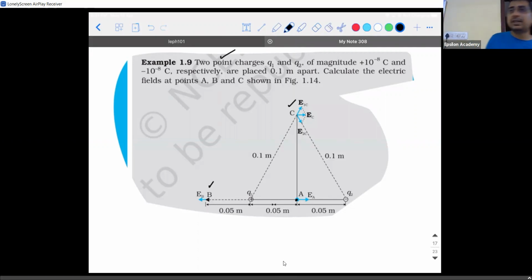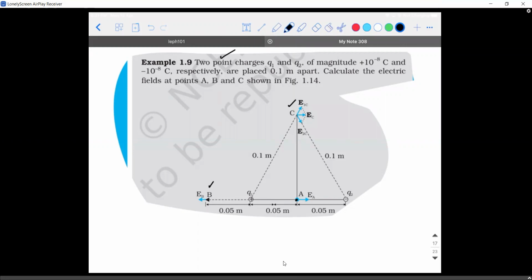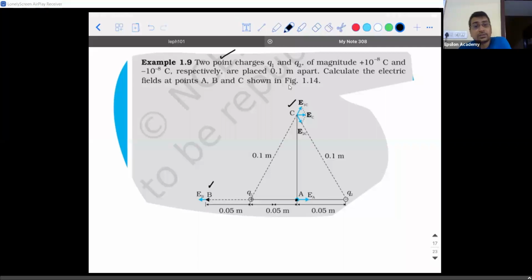So what does the dipole state? An electric dipole has a dipole moment. What is an electric dipole? Two point charges of equal magnitude and opposite sign, separated by a very small distance. They are separated by a small distance, right?